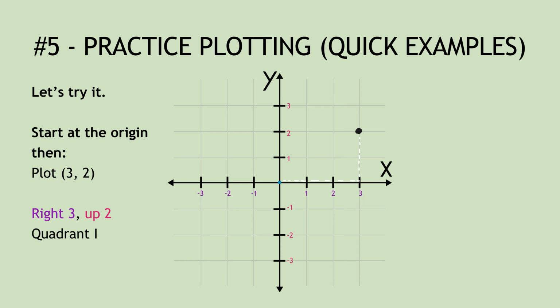So that means I'm going to start at the origin. I'm going to go to the right to the number 3, and then I'm going to go up to the number 2. And then I'm going to put my point. You're not putting 2 points here. You're only putting a point after you move left or right and up or down.